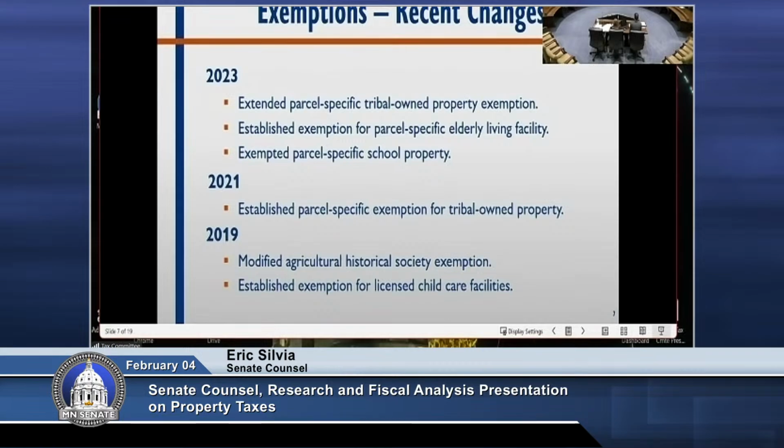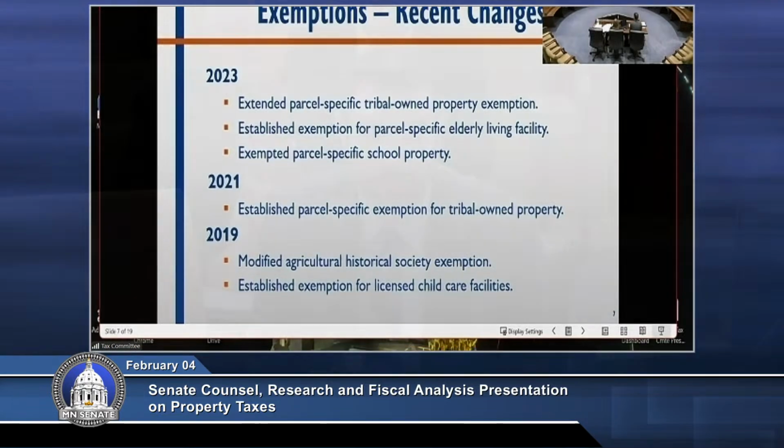This was a specific facility in the city of Duluth. This facility was unable to qualify under what we call the catch-all for institutions of purely public charity. It did not meet that requirement due to the requirement that certain amounts of rent were charged. Mr. Sylvia, Senator Rest has a question.